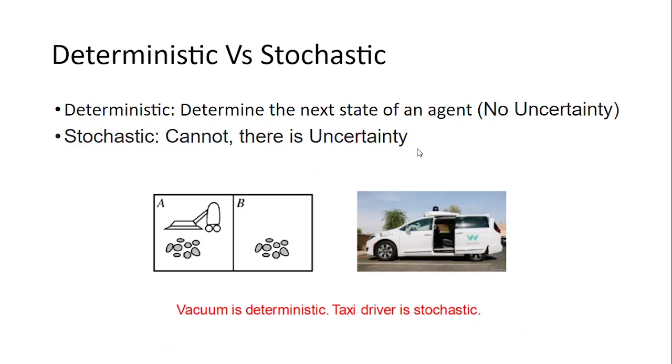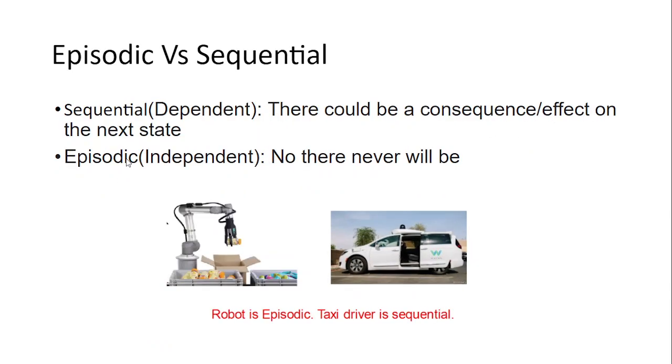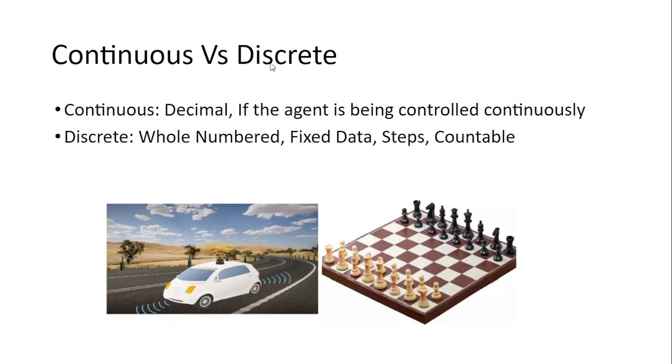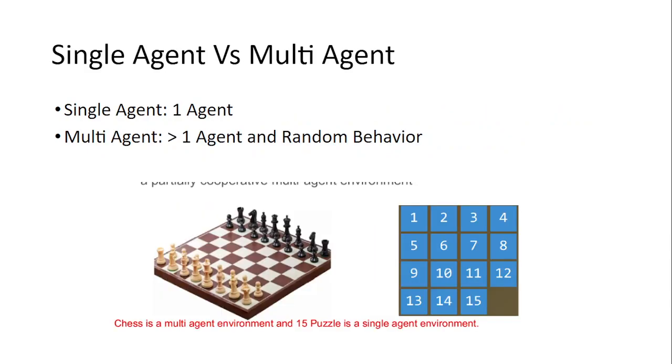If you're talking about uncertainty, there we're talking about stochastic. If we're talking about dependency, we're always talking about sequential. For dynamic and static, it's always about the environment being changed. For continuous and discrete, it's about whether your data is in integers or in floats. In single agent and multi-agent, we're always talking about random behavior.